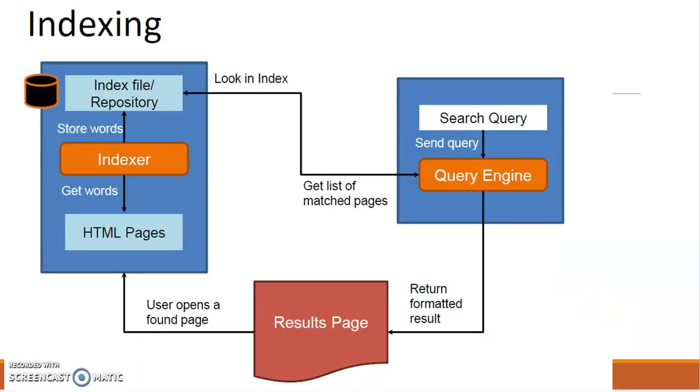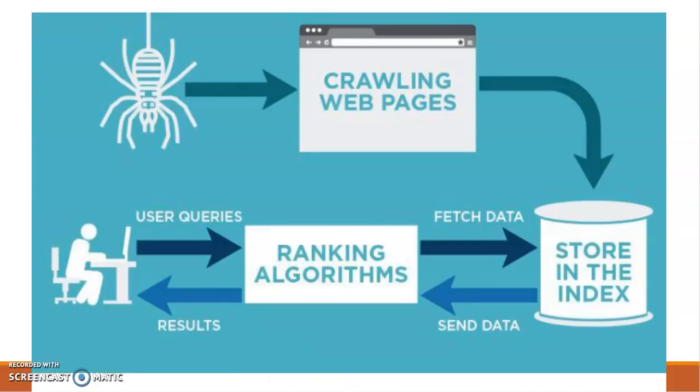And how does Google do indexing? Google has an HTML page and a repository page, and Google stores words. Google also gets words from your HTML page. Whatever query you are searching, Google looks in its index, and if you have any page which is related to the search query, then Google displays that result page. This is how indexing works.